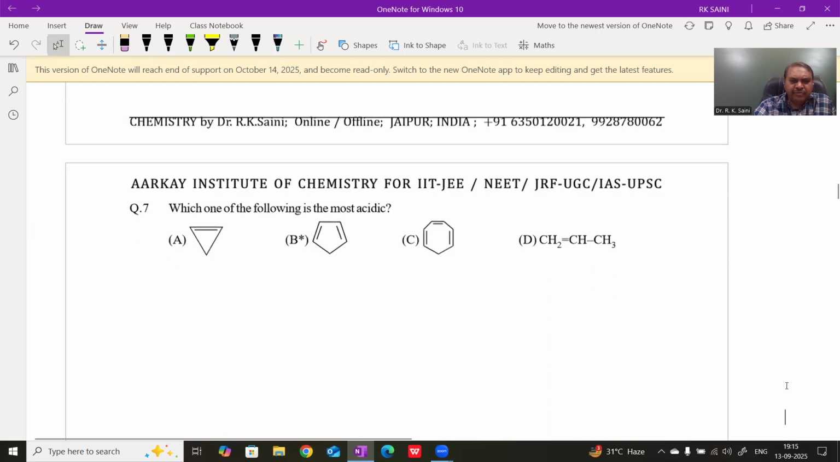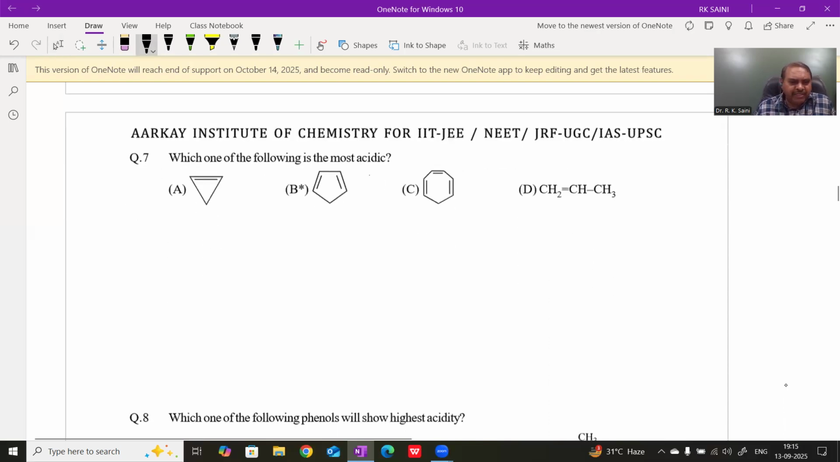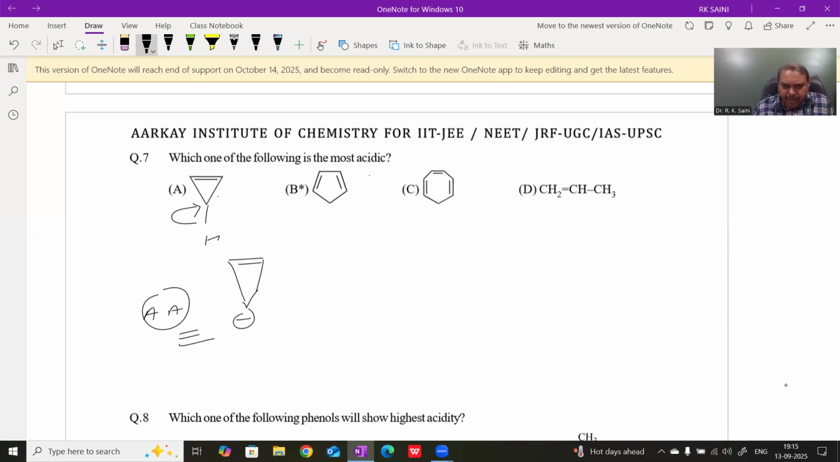Next question. Which one of the following is most acidic? Acidic means after removal of H plus ion, we check the stability of the conjugate base. After removal of H plus ion, this species is anti-aromatic. Anti-aromatic is least stable, therefore the acidic strength is less. In another, after removal of H plus ion, the remaining species, the conjugate base, becomes aromatic and hence is most stable.